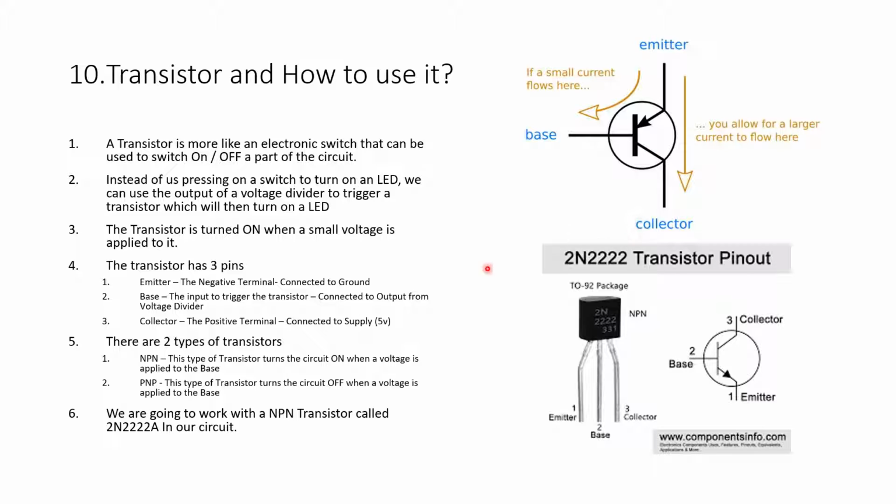Now there are two types of transistors. The transistor has three pins: the base, emitter, and collector. The emitter is the negative terminal, the collector is the positive terminal, and the base is where you give the input to the transistor. On receiving an input, the transistor can either turn on a circuit or turn off a circuit. Depending upon whether it turns on or off, it's called an NPN or a PNP transistor. What we are using, the 2N2222A, is an NPN transistor. So this is going to turn a circuit on when we trigger the base.